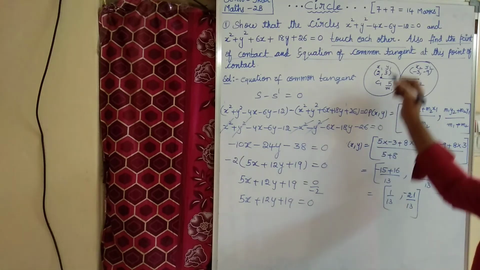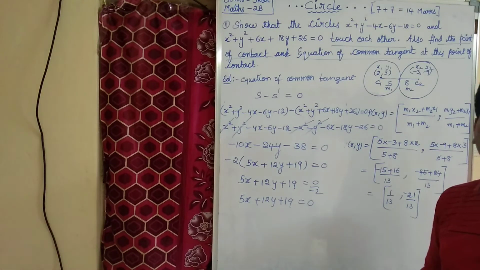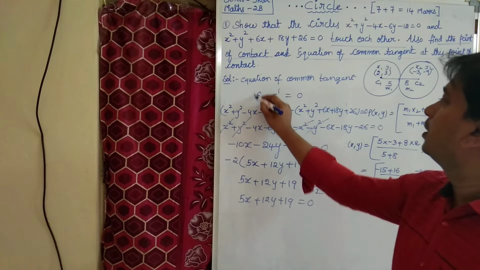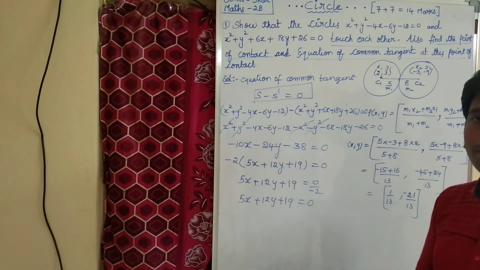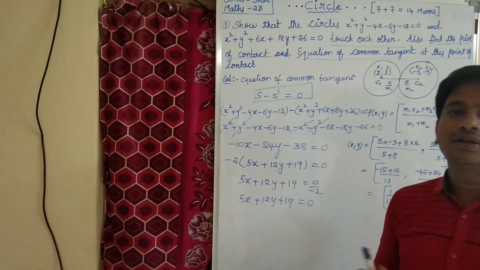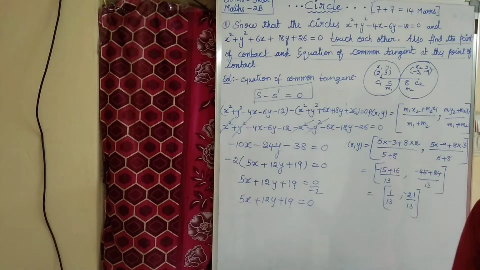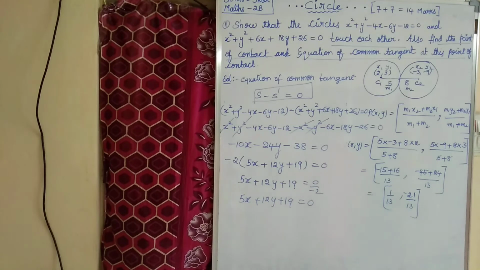And the third one is equation of common tangent. What is the equation of common tangent formula? S minus S dash equal to 0. These are the three subtopics they are asking to find in the problem. Is it clear, children? Yes.